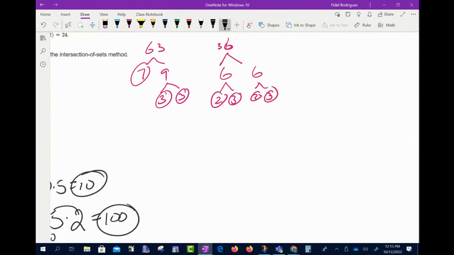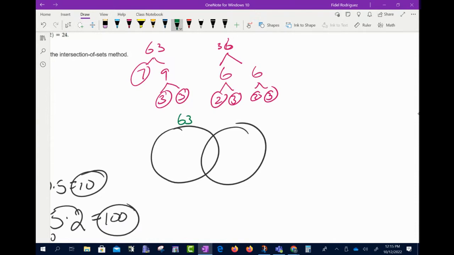So look, just like we did before, I'm going to draw 2 circles, okay? So I have 63 and I have 36, okay? Now, first thing I'm going to do, y'all, I'm looking at these numbers right here, okay? Do we have any numbers in common?